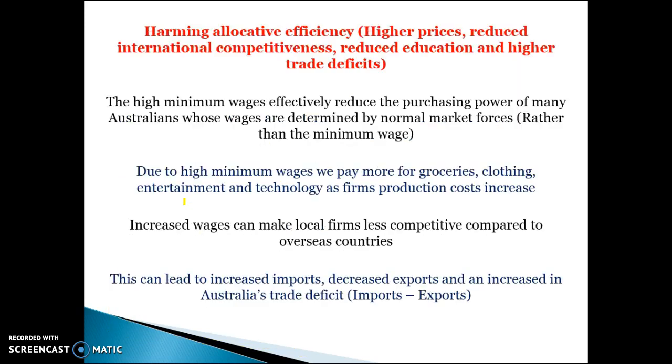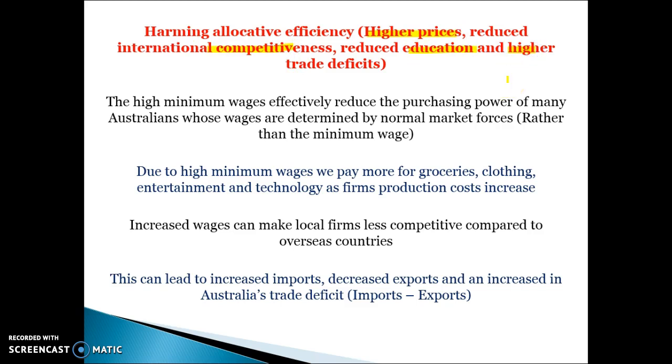In terms of allocative efficiency, the key things you can link it to here, and this goes for any question when you're doing questions on technical and allocative efficiency: for technical, think about where we are in relation to our PPF. In terms of allocative efficiency, you can link it to higher prices, reduced competitiveness, reduced education, we'll talk about that in a sec, and higher trade deficits.